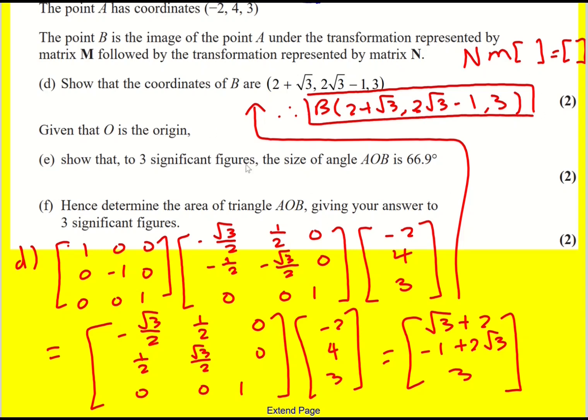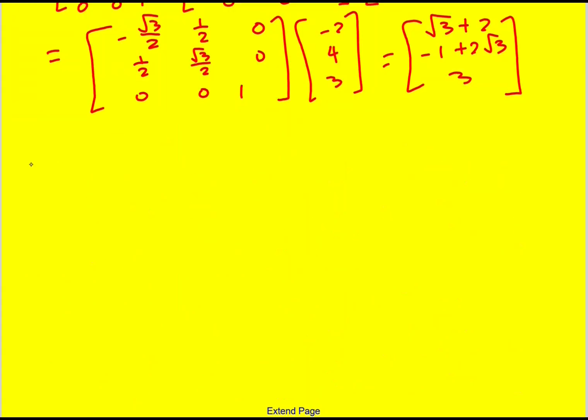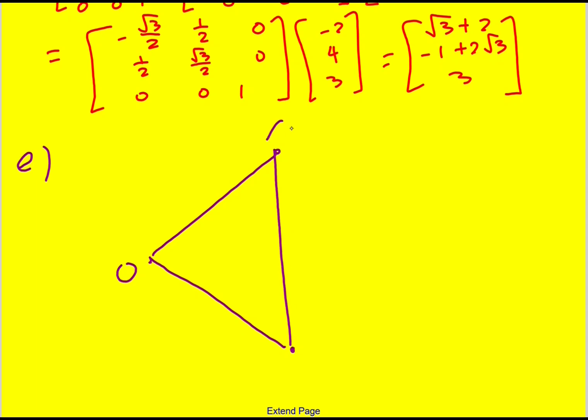So O is the origin, and we're asked to show, to three significant figures, that the size of angle AOB is 66.9. So this was part E. What I can do is put the origin down, and of course we're working in 3 dimensions here, but I'm just going to represent it with this 2D sketch. We're trying to find the angle here in this triangle.